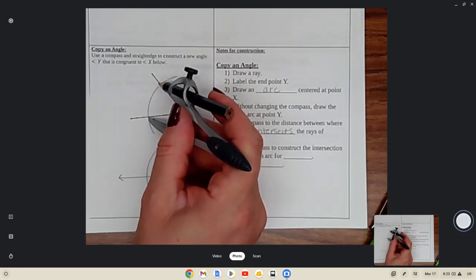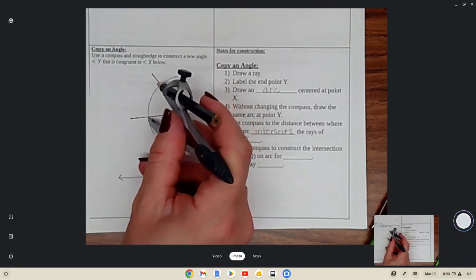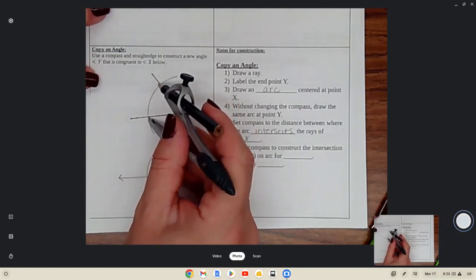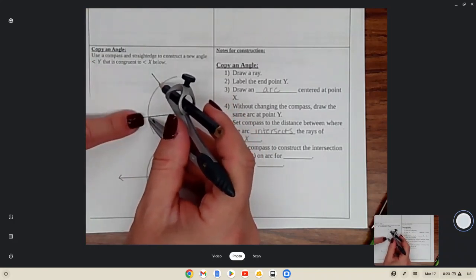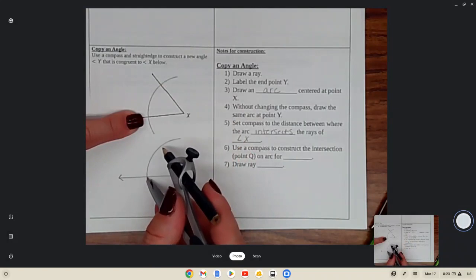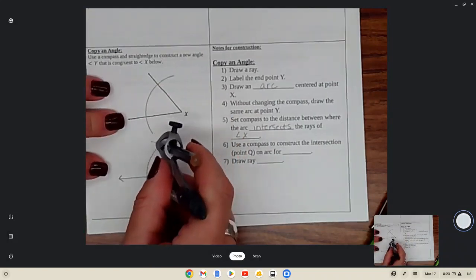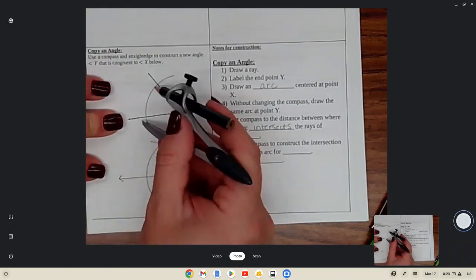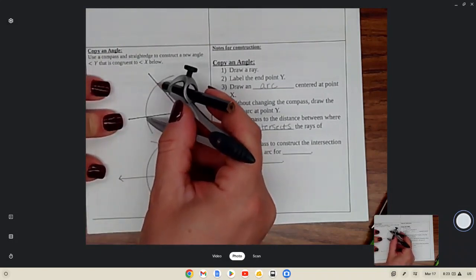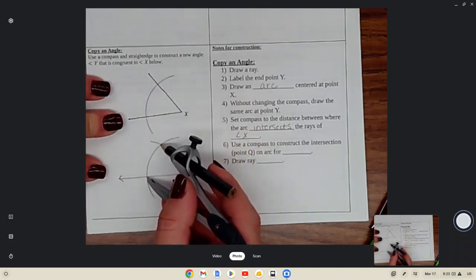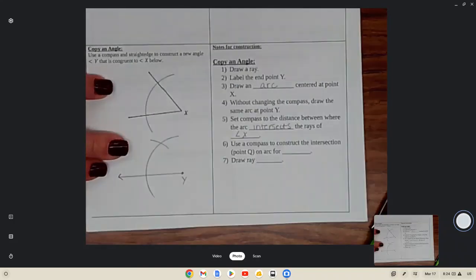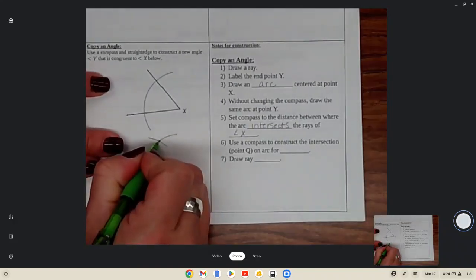Then step 6, it says use compass to construct the intersection, which we're going to call point Q, on the arc for angle Y. So I'm going to come down here. So notice that my pin is right here on this end. I'm going to put my pin right there like this, and I'm going to make another arc here. Okay, so I kept it open this distance. I'm just going to come down here and then make another arc right there. Okay, and that is what point Q is.